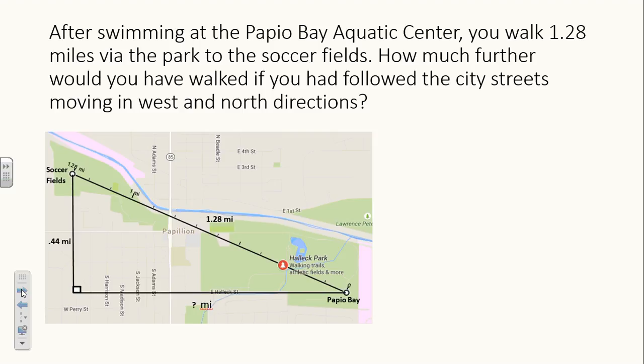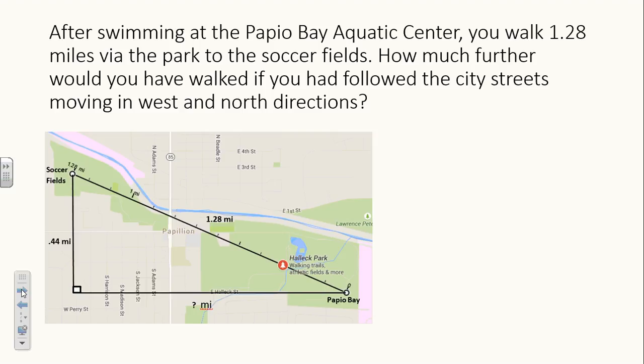But here's Papio Bay Aquatic Center. And here are the soccer fields. You guys know where the soccer fields are on Lincoln Road? You can picture that in your mind, right? So I went to Google Maps and I said, hey, I want to know how far it is. If they had followed that trail along Papio Creek or kind of went diagonally through here, how far would that be? And Google Maps said 1.28 miles.